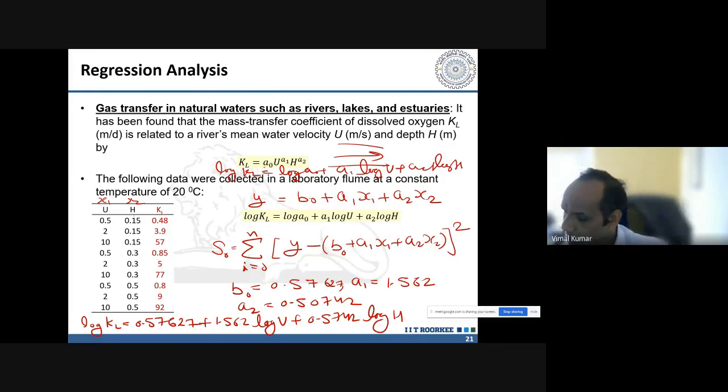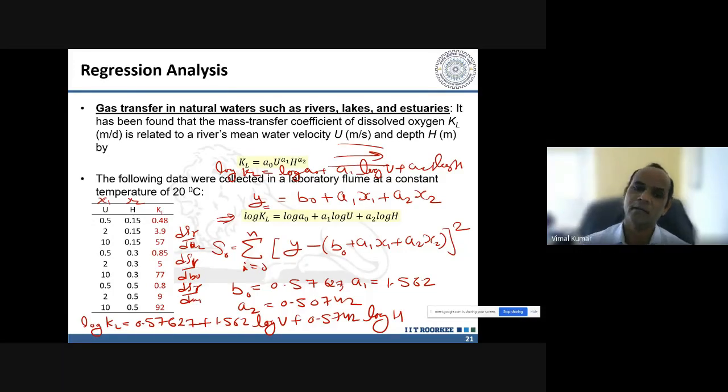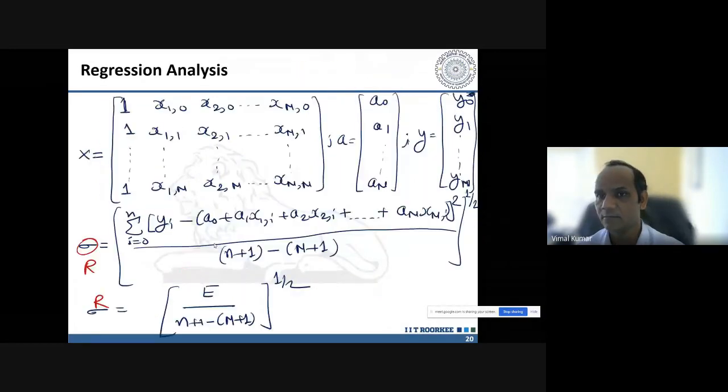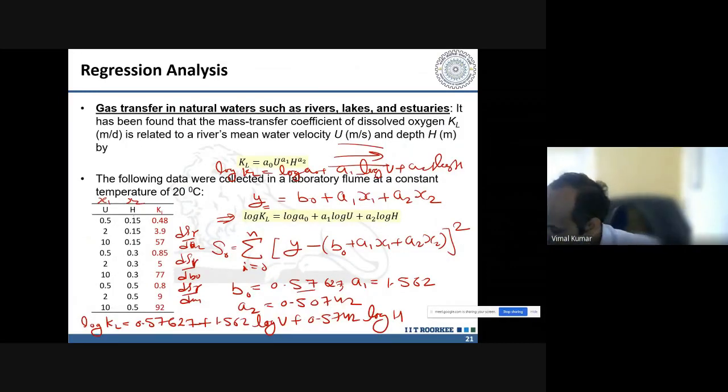Okay, let's say I rearrange this equation like y is equal to, I have written here actually, I forgot to see it, log of k. So I am rewriting this equation like y is equal to b0 plus a1x1 plus a2x2, and then taking the sum of residual of squares. Then I am doing dSR over db0, dSR over da1, dSR over da2, using this matrix form, and then solving for b0, a1 and a2.